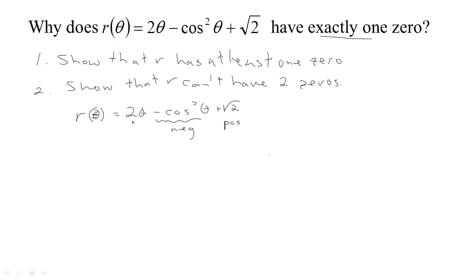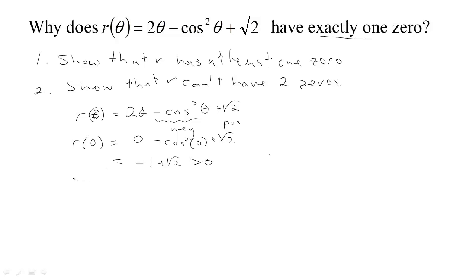So what I can see is as we go backwards, if theta is a really negative number, this guy will be super negative, and it will overwhelm whatever this can do, right? On the other hand, if we go forward, 2 theta will be really positive, and it will carry this to the positive side. So for example, if I plug in 0, R of 0 is going to be 0 minus the cosine squared of 0 plus the square root of 2. Well, the cosine of 0 is 1, so cosine squared is 1, so we get negative 1 plus root 2. Root 2 is more than 1, it's about 1.4, so that's greater than 0.